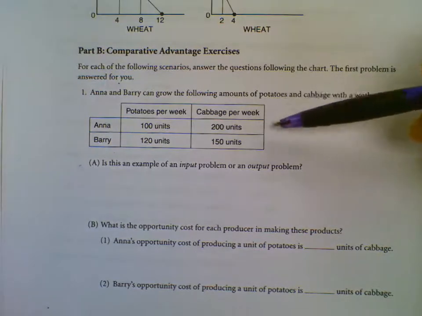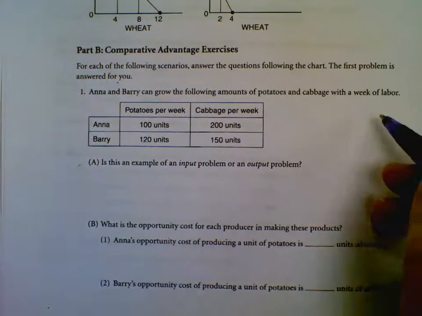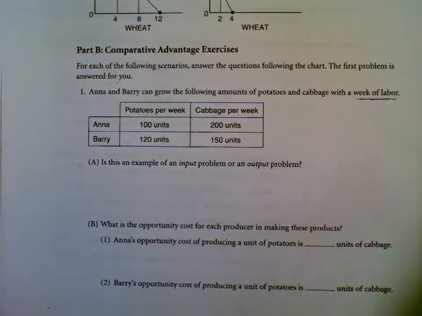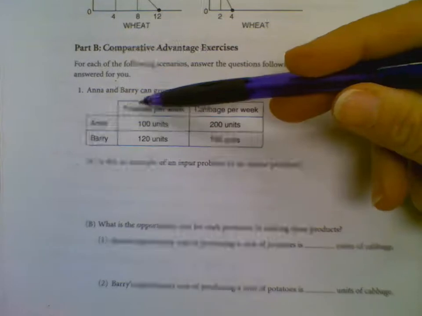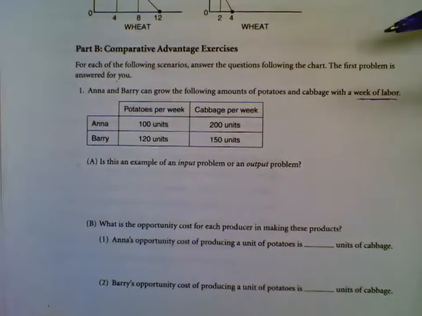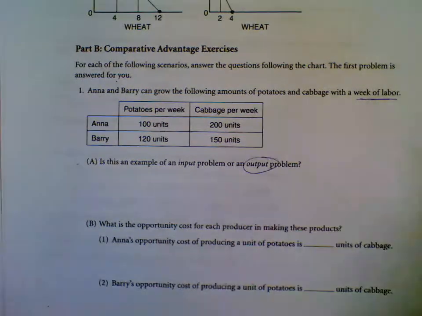This one is an output question because we're looking at the same amount of time. We're looking at a week of labor. So in 1 week, we're looking at how many potatoes and cabbage that Anna and Barry can produce. And so right here, this is an output question.